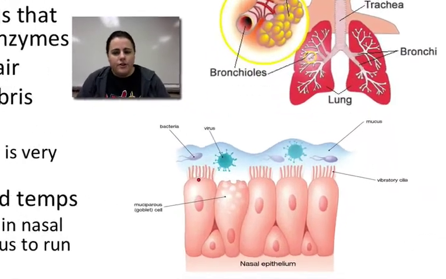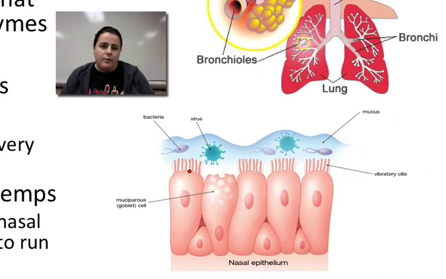So in this picture down here, we could see an example of what the cells would look like in your nasal cavity. And so here's those cells, and here's the cilia on those mucus cells, and they're going to be trapping different pathogens, bacteria or viruses, or even just particles that are pollutants in the air.